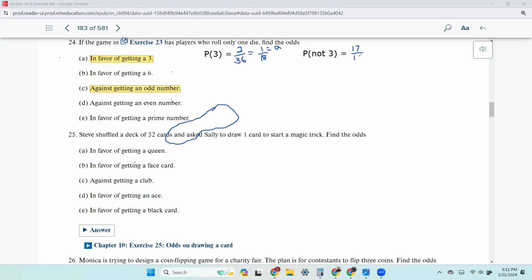And then we keep the same denominator. So see, these are complements, which is the way it should be. The probability of an event and the probability of that same event not happening have to add up to 18 over 18. So 1 from 18 gives us 17 as the numerator for the not 3. So that's your B. So odds in favor is A to B.